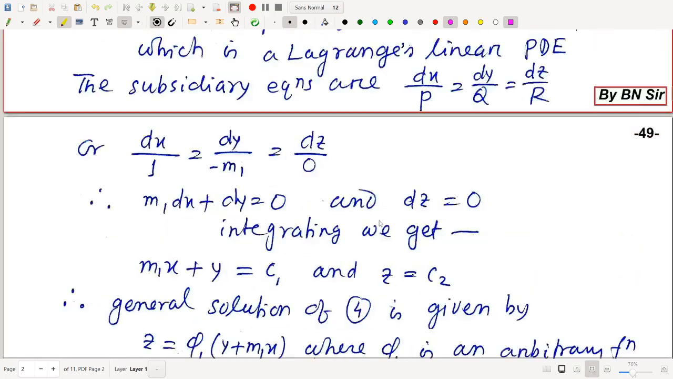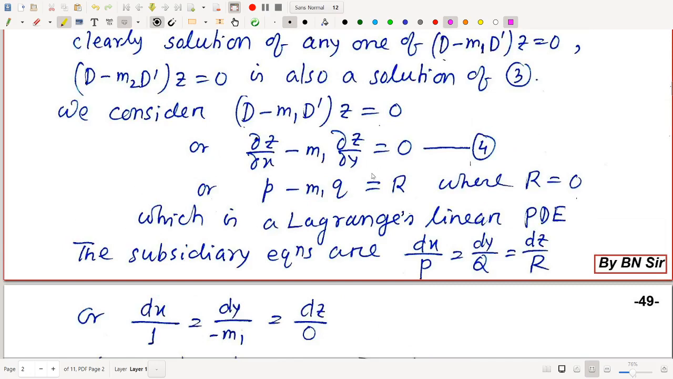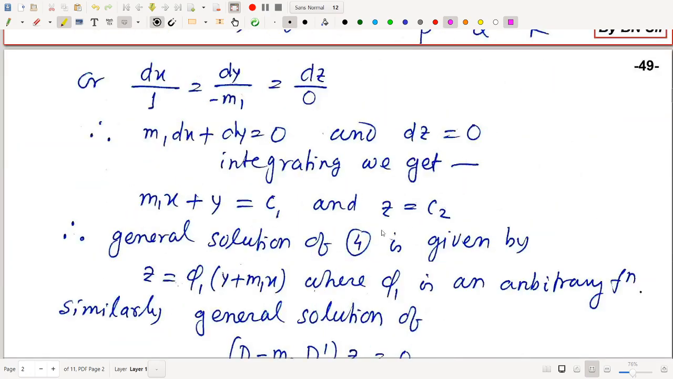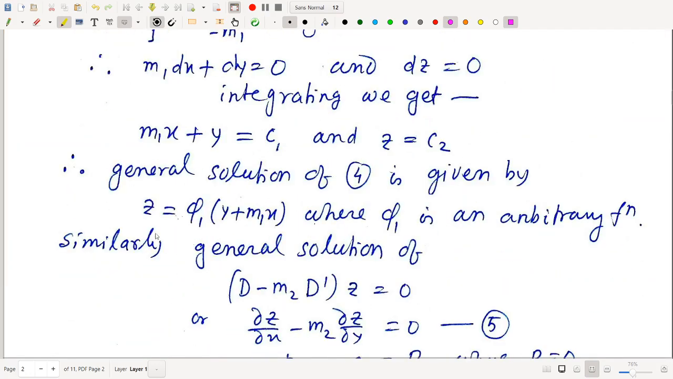Therefore general solution of number 4, this Lagrange's linear PDE, is given by z equal to phi 1 of y plus m1x. This is v, this is u. So v equal to phi 1 of u means we have written z equal to phi 1 of y plus m1x, where phi 1 is an arbitrary function.